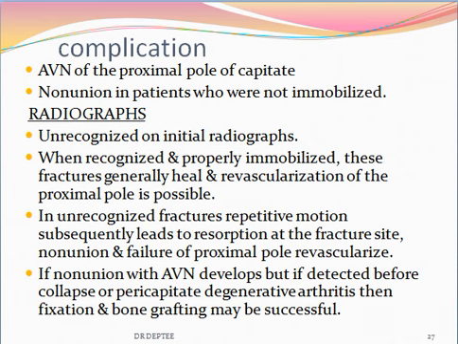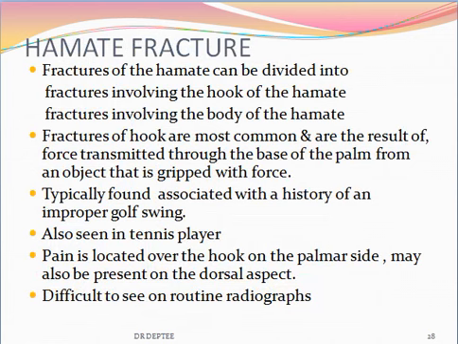If unrecognized, fractures with repetitive movement subsequently lead to resorption at the fracture site. There could be non-union or failure of the proximal pole revascularization also. If non-union with avascular necrosis develops, then it is difficult and the prognosis becomes weak. There could also be degenerative arthritis seen due to this kind of fracture. So it needs proper management. The physiotherapy management will be exactly like we see in the lunate.